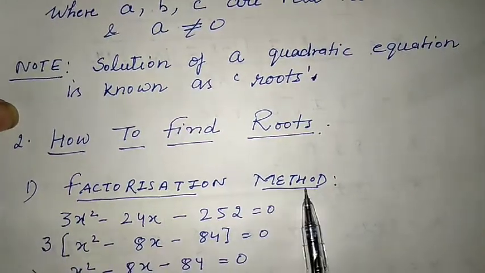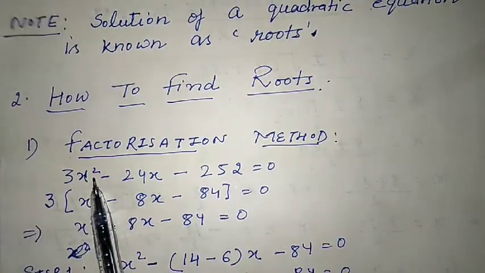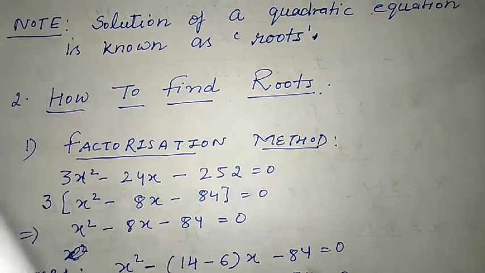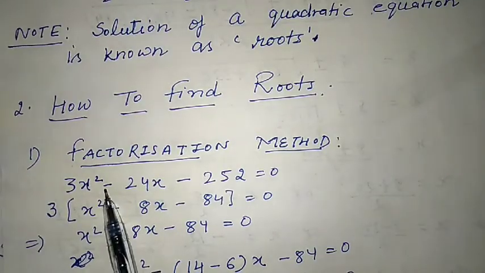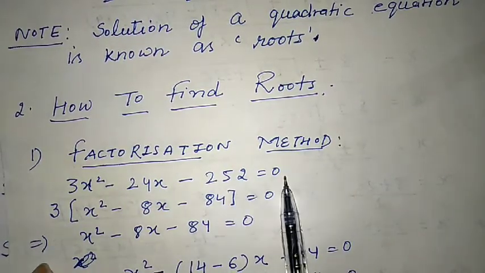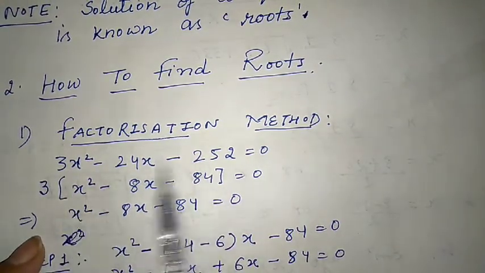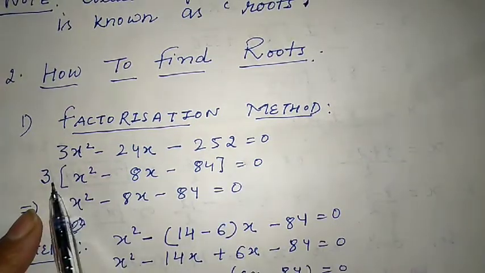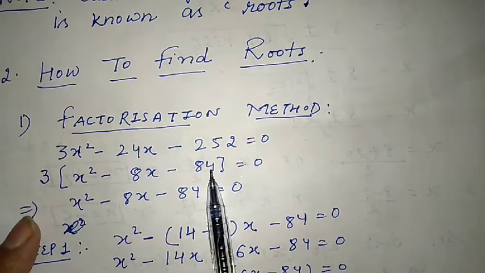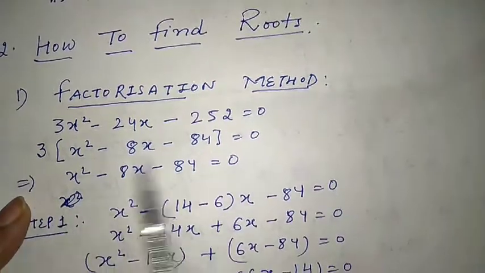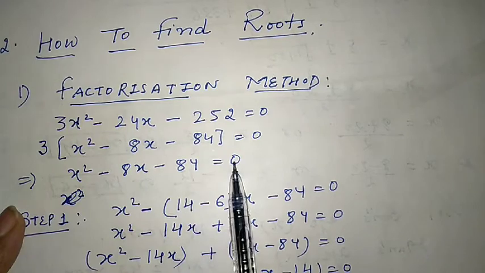So the first one is the factorization method, though we have done this in our 9th class also. This is our equation, the problem we have taken here: 3x square minus 24x minus 252 is equal to 0. So we can use here the middle term split method. To reduce this, we can take 3 common from the whole. So this becomes x square minus 8x minus 84 is equal to 0.